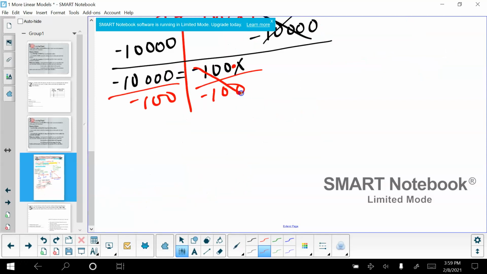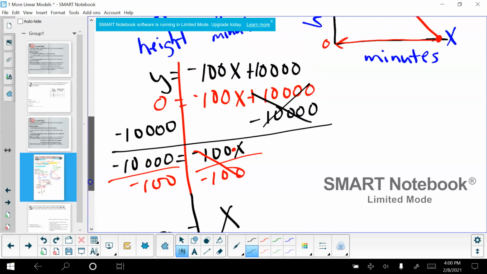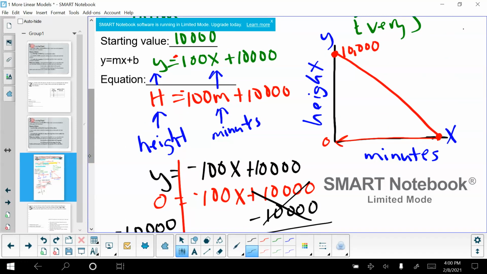I'm going to bring down my x. And I'm just going to do a negative times a negative is a positive. And then 10,000 divided by 100 is going to be 100. So now I know that my x number is 100. So I'm going to go ahead and label that over here. And what that means is 100 minutes. So my balloon started off at 10,000 feet and then was descending, and at 100 minutes, its height was 0, meaning it was on the ground. So it took 100 minutes for the balloon to get all the way to the ground.